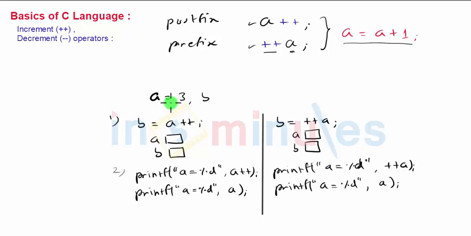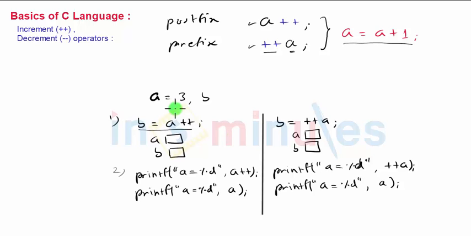Assume a is 3 and b is one more variable without value. Now let's see the first example. Here it is b = a++. In this case, there are two operations going to work. One is assigning the value and the second is incrementing the value. Now since it's postfix, first the current value of a will be assigned to b, and then a will increment by 1.